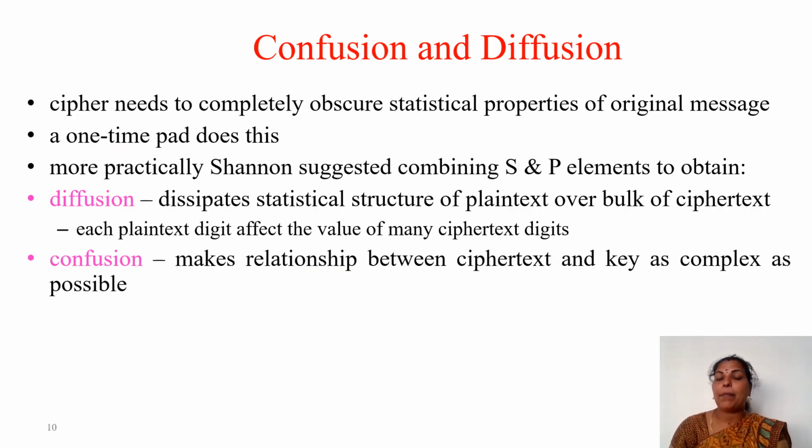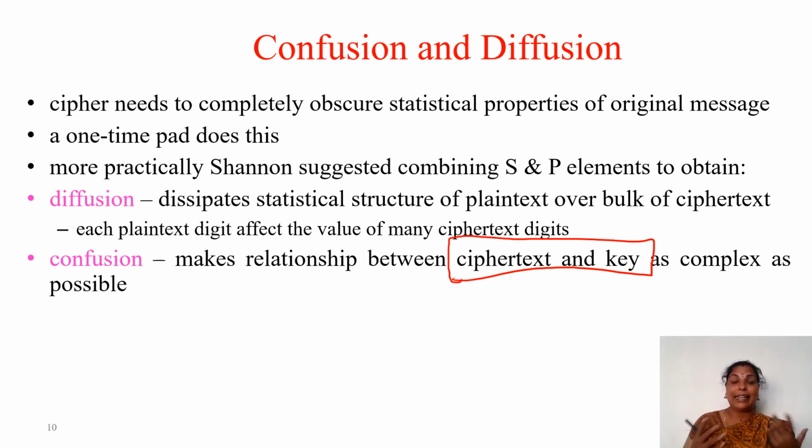Confusion means we are making the relationship between ciphertext and key as complex as possible. If the relation is that complex, by getting only the ciphertext, the attacker can't get the key in order to find out the plaintext. That is, we are creating some confusion.